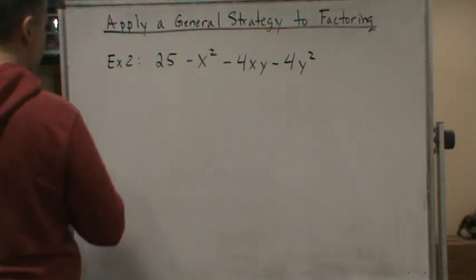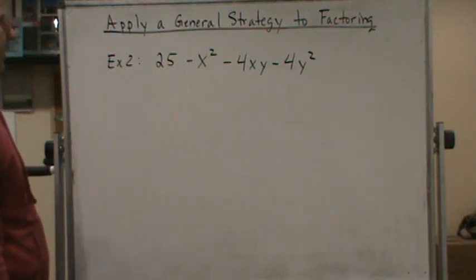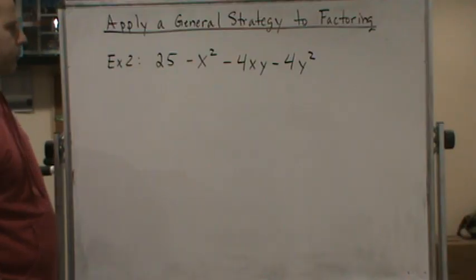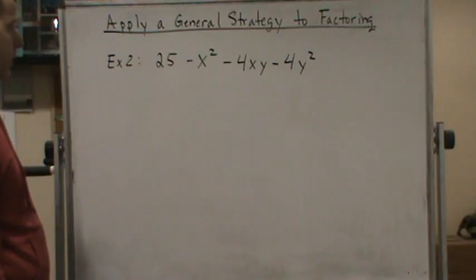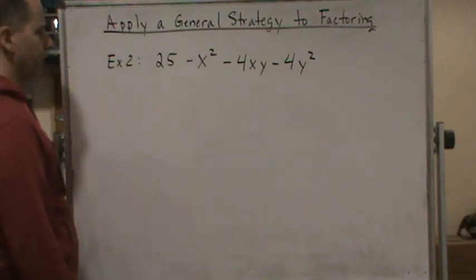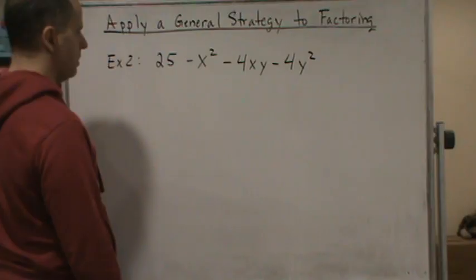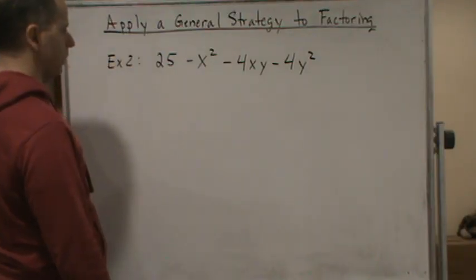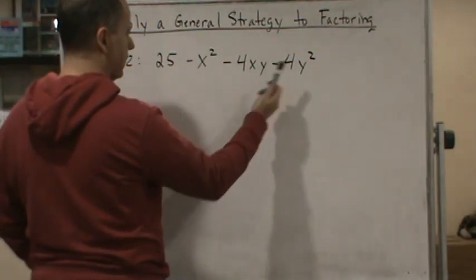All right, so here's another example of a polynomial. So in this case here, we've got 4 terms, but grouping these is going to be difficult because I've got 2 squared terms here.